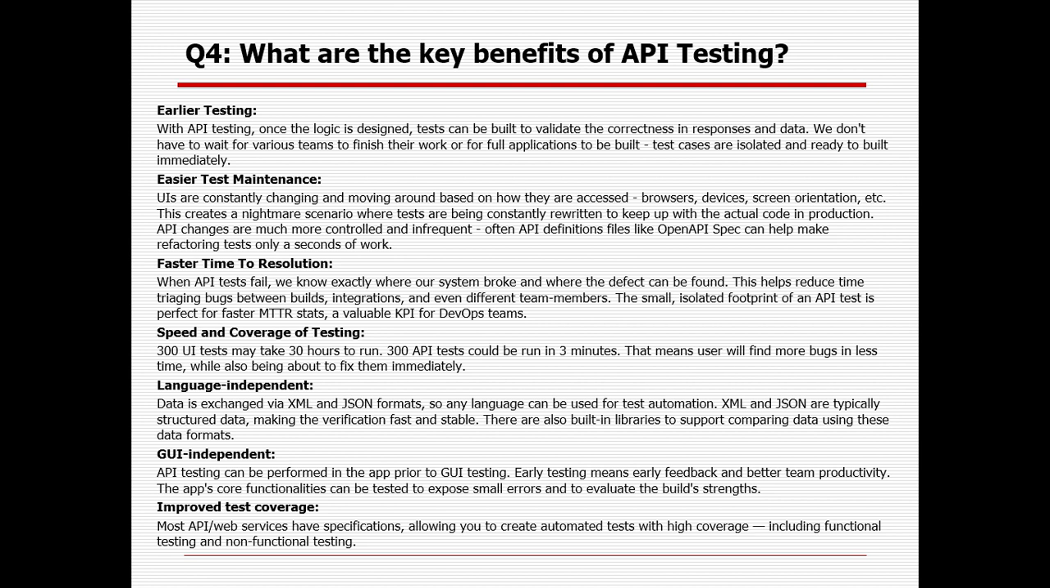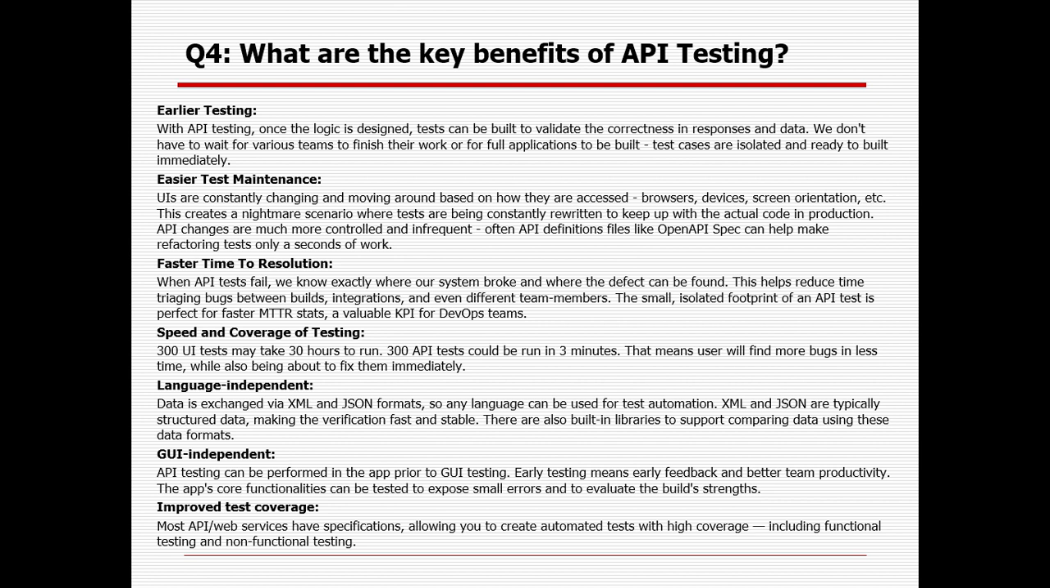Then speed and coverage of testing. 300 UI tests may take 30 hours to run. 300 API tests could be run in a few minutes. That means users will find more bugs in less time while also being able to fix them immediately. Then language independence. Data is exchanged by XML or JSON format, so any language can be used for test automation. XML and JSON are typically structured data, making the verification fast and stable. There are also built-in libraries to support comparing data using this data format.